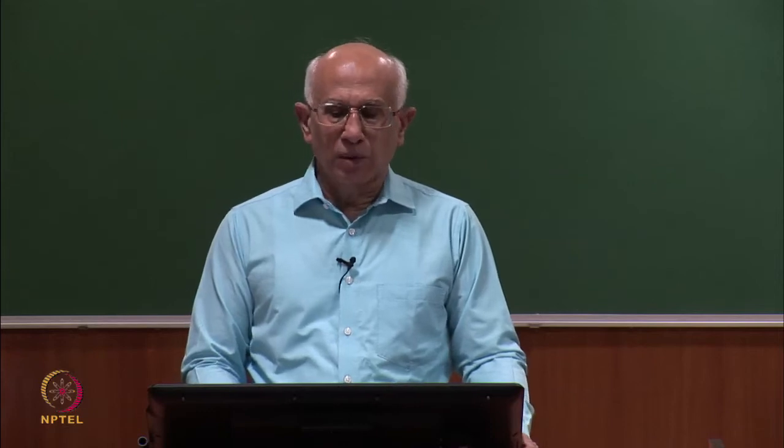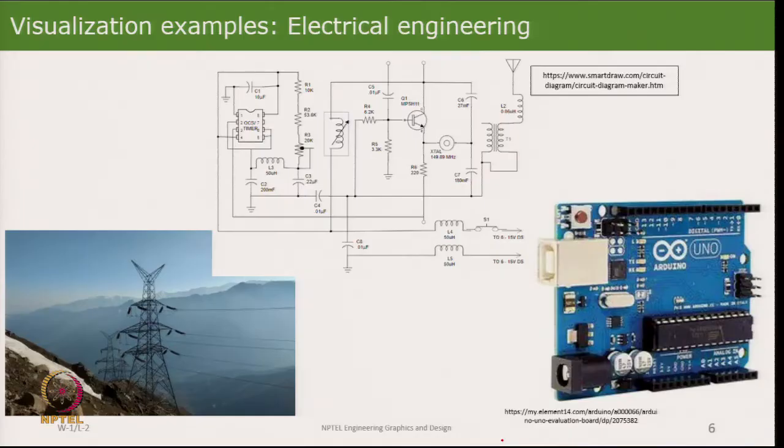We now look at some examples from electrical engineering, and I have three pictures here. The picture here on the bottom is a set of power transmission towers in a mountainous region. You can see there is some snow already there, and behind that also you have these mountains with snow. But what you have is this tower which is on the top of a mountain on a very steep incline, and this is a tall structure that has been built.